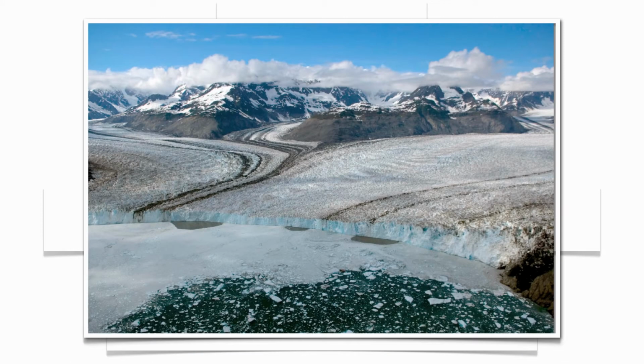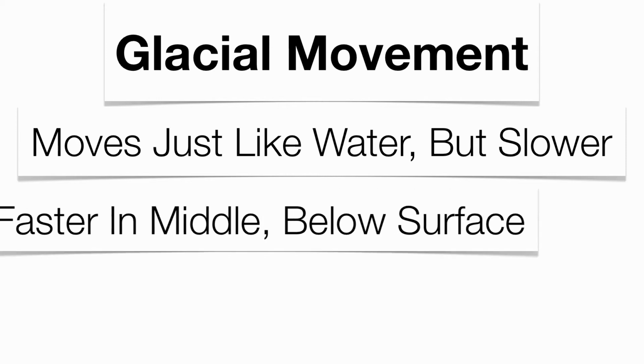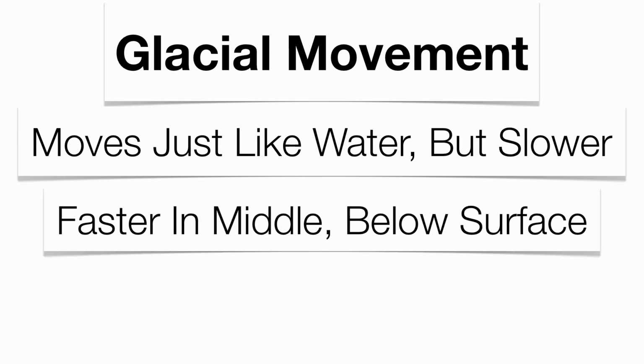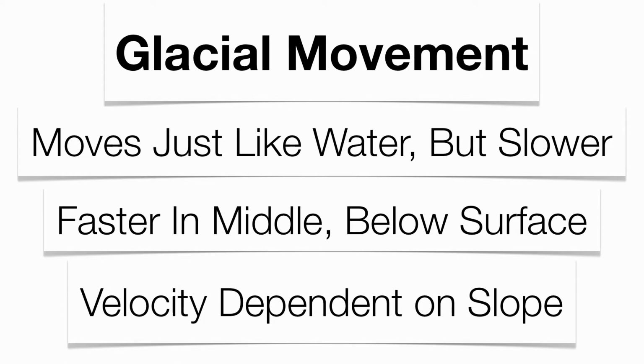So here you can see the Columbia Ice Field as it enters a larger body of water. Now the glacial movement's very similar to water, except a little bit slower. Water moves faster in the middle, just below the surface. The same thing with glacial ice. And the reason is very simply because there's a lot of friction along the edges of the glacier and along the bottom, so your ice tends to travel faster just in the middle, just below the surface. And again, the velocity of the glacier is solely dependent upon the slope of the hillside.